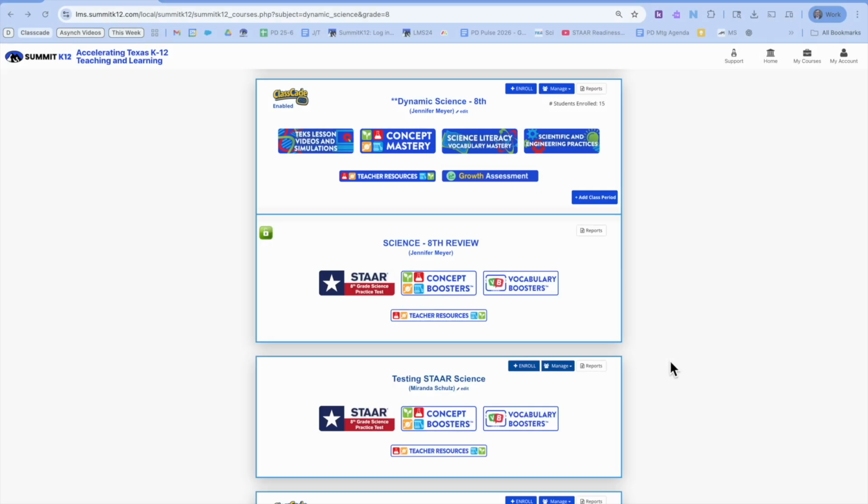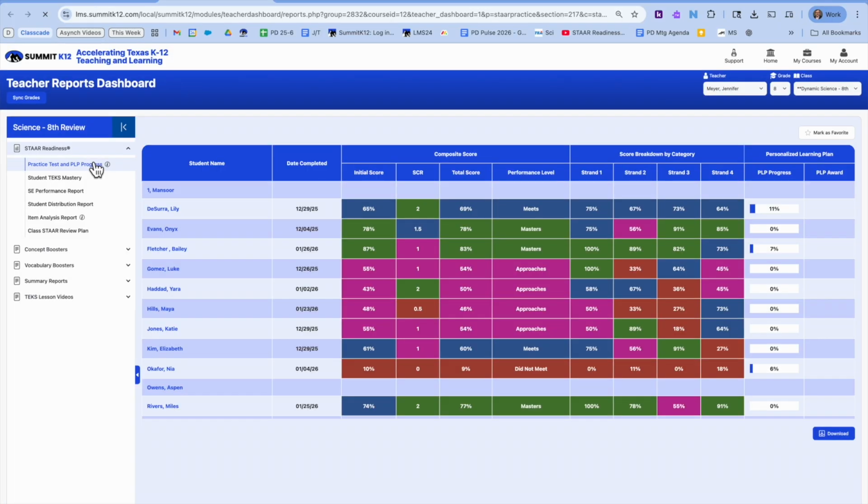Readiness report for item analysis. From your teacher dashboard, click on My Course. On your My Course page, click on the Reports button in the bottom section for Star Review. Look at the left navigation bar under Star Readiness.